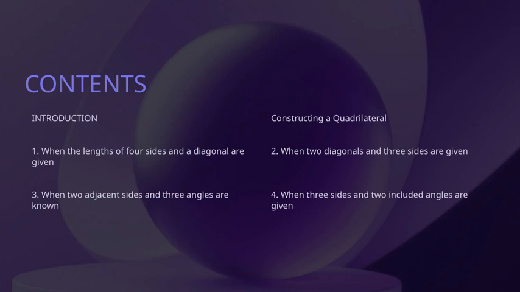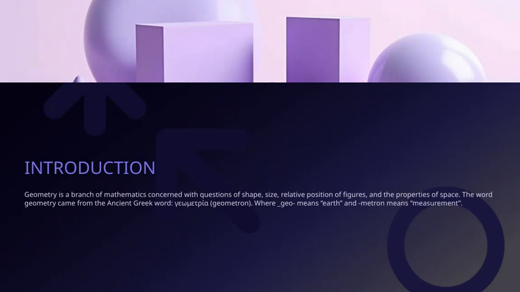Finally, we consider when three sides and two included angles are known. This is a very practical case, often encountered in real-world problems, where a mix of sides and angles guides the construction process. Throughout this presentation, the key idea is understanding how different combinations of known measurements can be used to accurately construct any quadrilateral. Recognizing these scenarios helps us apply the right techniques efficiently, tying into the overall theme of mastering geometric constructions. Let's start by exploring what geometry really is.